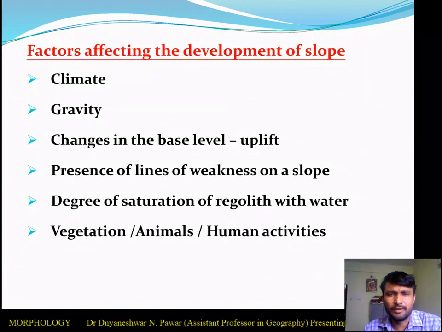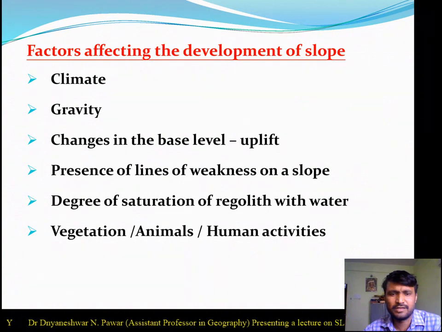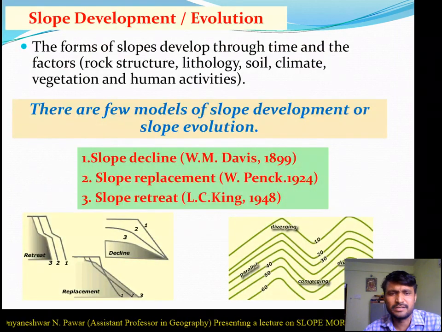There are some factors which mostly affect slope development: the climate factor, gravity, changes in the base level, that is upliftment, presence of lines of weakness on a slope, degree of saturation, vegetation, etc. The slope development evolution models are slope decline by William Morris Davis, slope replacement by Penck, and slope retreat by King, which are well-known models in the world.